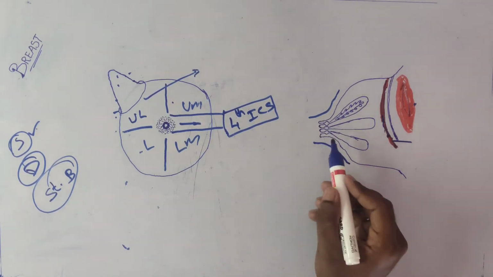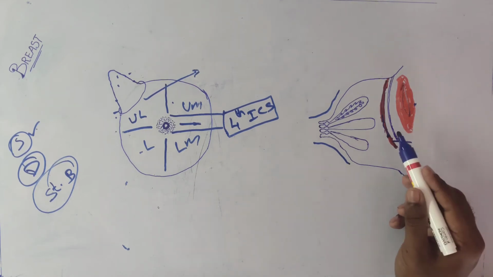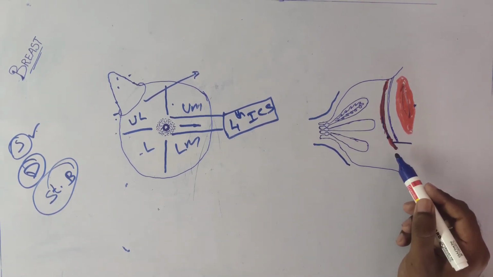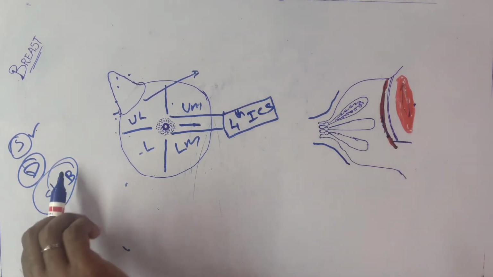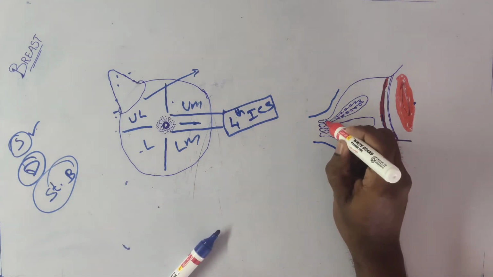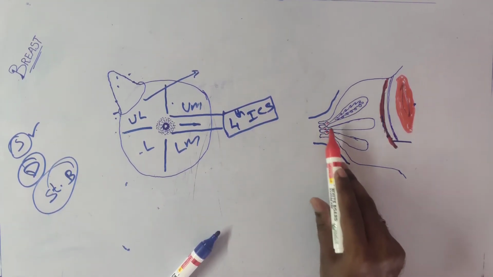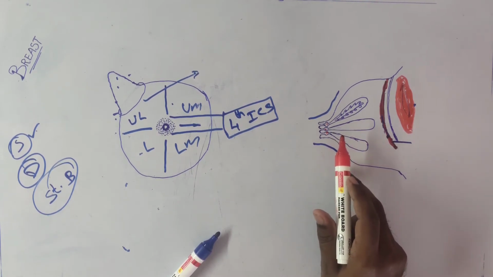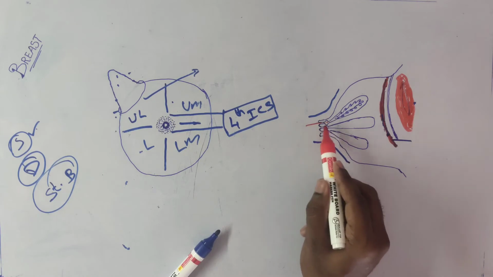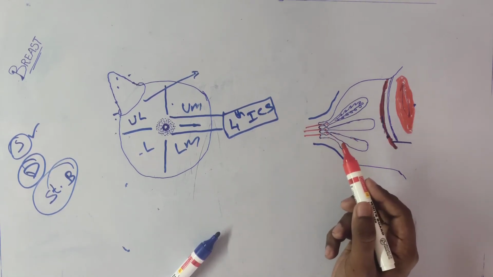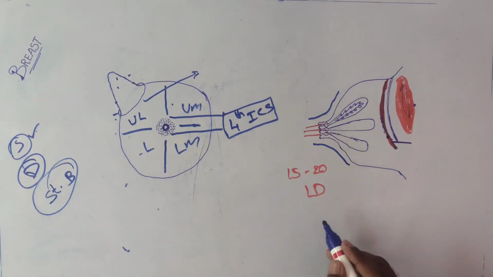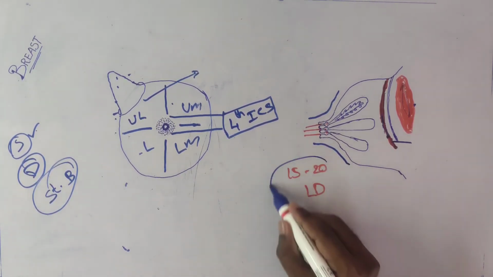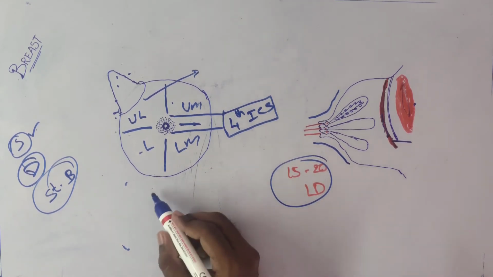Next, the nipple is pierced by 15 to 20 lactiferous ducts. I will point out the sinuses in red color. See here the bulged part. This bulged part is called lactiferous sinuses, and the narrow parts are called lactiferous ducts. The nipple contains 15 to 20 lactiferous ducts, and it contains smooth muscle fibers.